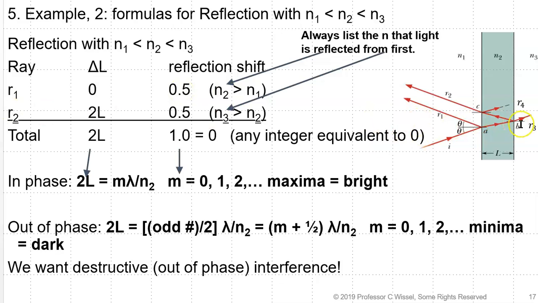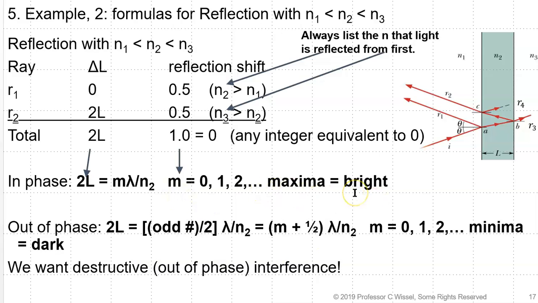Ray 2 will bounce off this material here, and it will go through a total of 2L thicknesses of the material. And of course, ray 2 is bouncing off a higher index of refraction, so it's going to have a 1/2 wavelength phase shift. We add these up. So what you have here is 2L on this side and m, just m, without this stuff, just m by itself, not m plus 1/2, m.